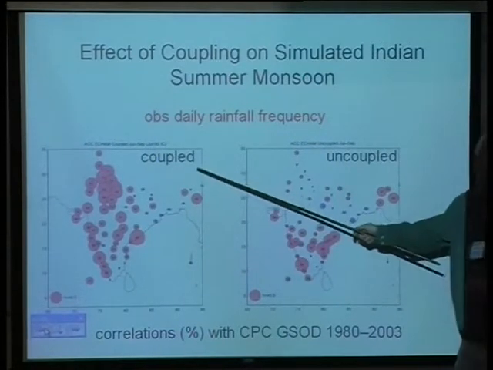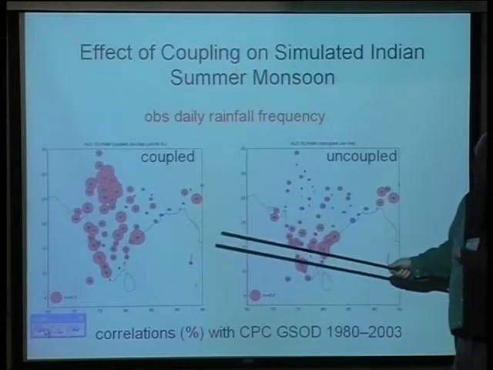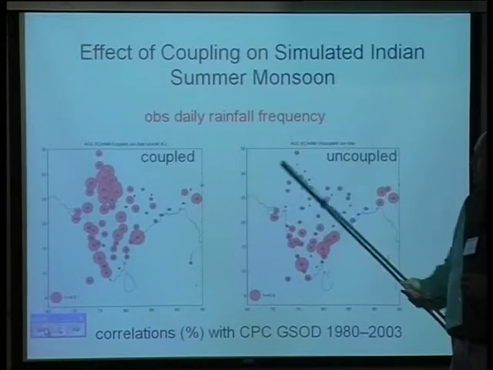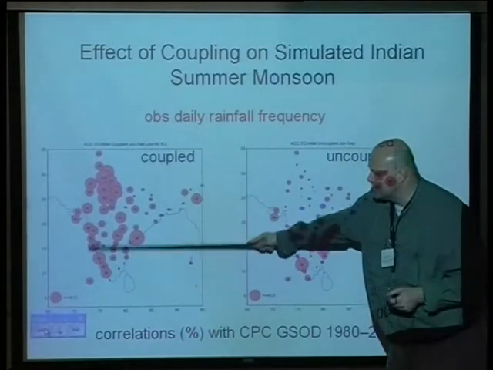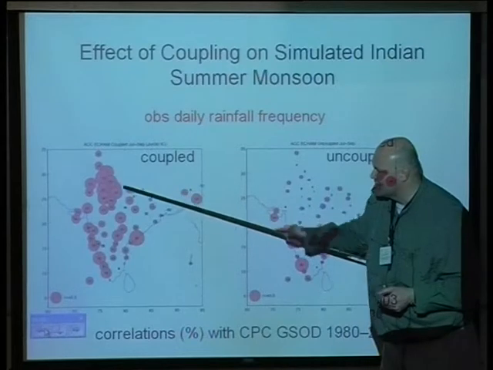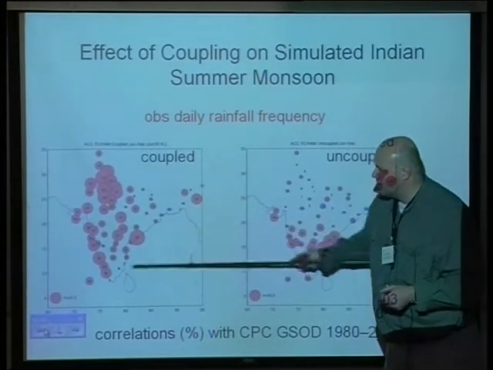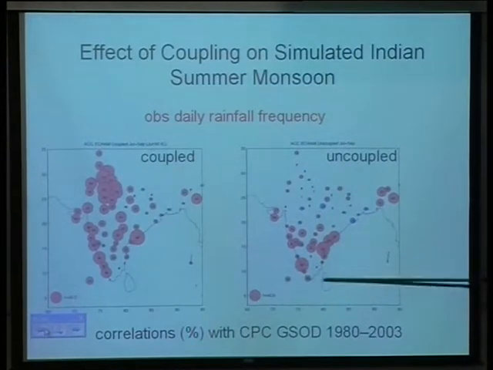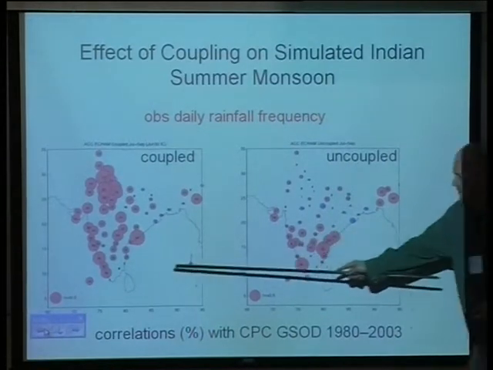And so sure, the coupled model, and again, India is one of the places where coupling probably does help you, although it's not 100% better always than an uncoupled model. So these are the places where, these large balls, correlations 0.6, 0.7. The coupled model has a pretty good distribution of high skill, but there are places where the uncoupled model is better, down here in the south.